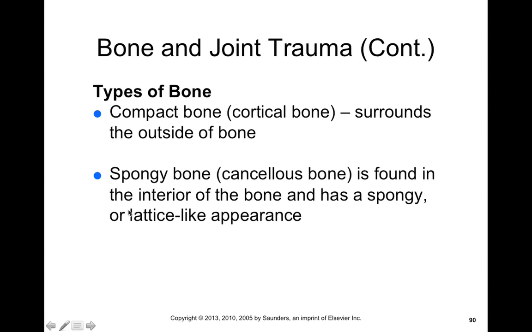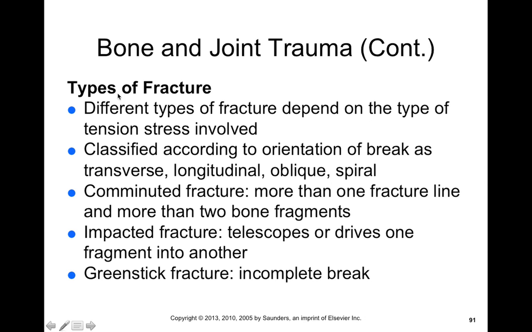It actually helps to lighten bone because it has a lattice-like appearance that is less dense than compact bone. Now, there are different types of fracture that can occur, and these basically depend on the appearance of the break and the types of stresses that are involved. It's classified based on the orientation of the break, whether it's transverse, longitudinal, oblique, or spiral.